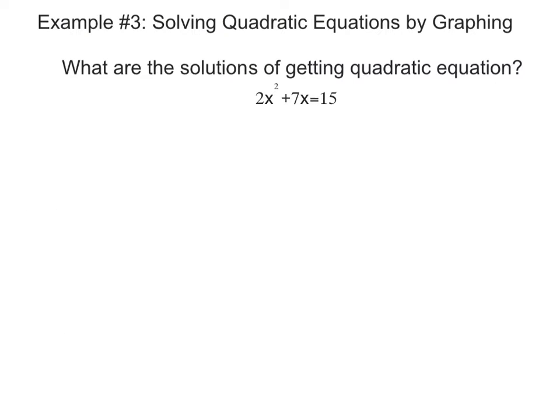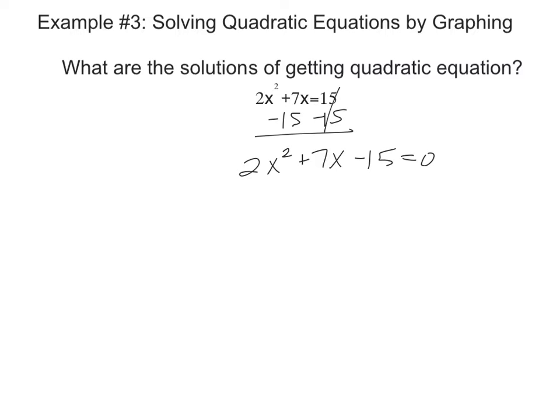In example 3, we are now solving quadratic equations by graphing. So this is where we would type into our calculator 2x squared plus 7x, but we wouldn't necessarily type in this 15. The deal is once again, this is not in standard form. So in order to get this into standard form, we would need to subtract 15. And we're left with 2x squared plus 7x minus 15 is equal to 0.